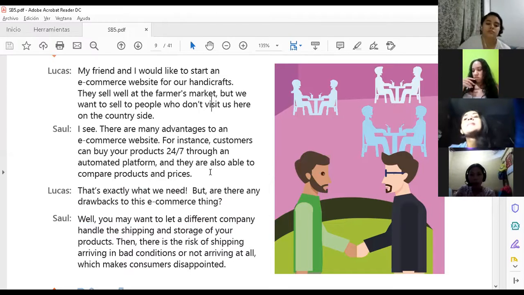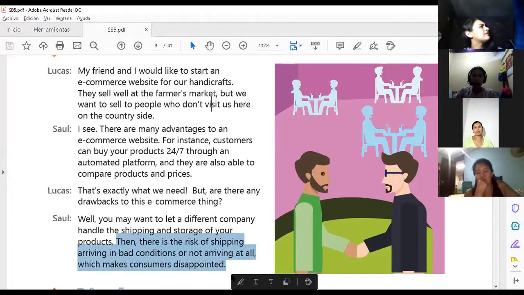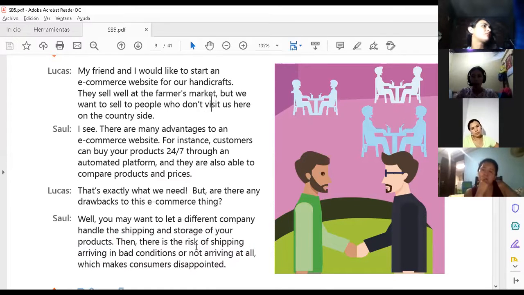Then there's the risk of shipping arriving in bad conditions or not arriving at all, which makes consumers disappointed. Go with the second part, please. Then there is the risk of shipping arriving in bad conditions. Good. Now pay attention to everything and read everything. Remember, you're not babies, and a native speaker is not going to treat you like a baby, so I won't either, okay?